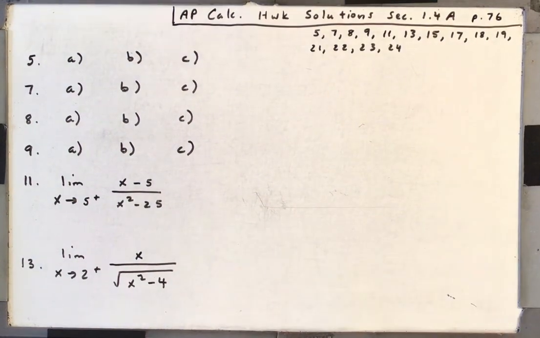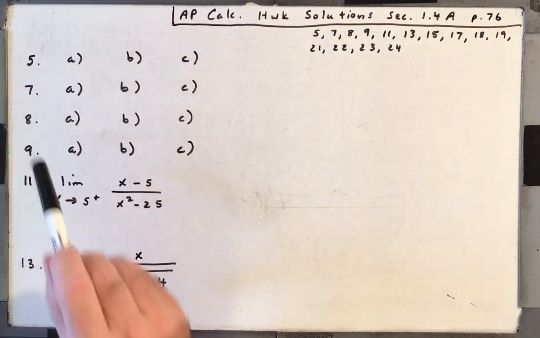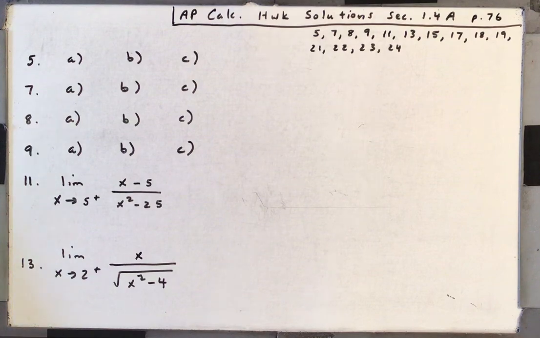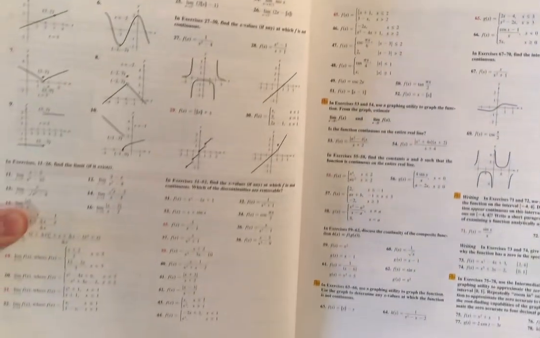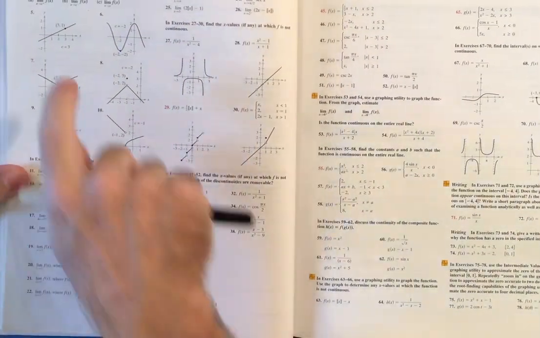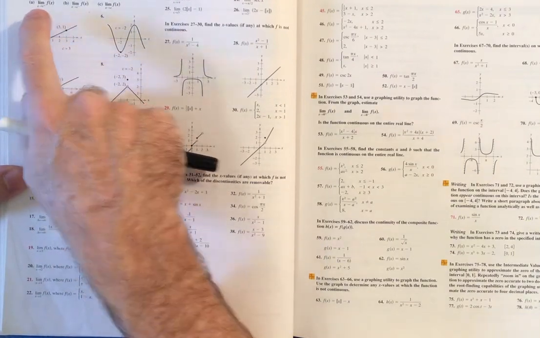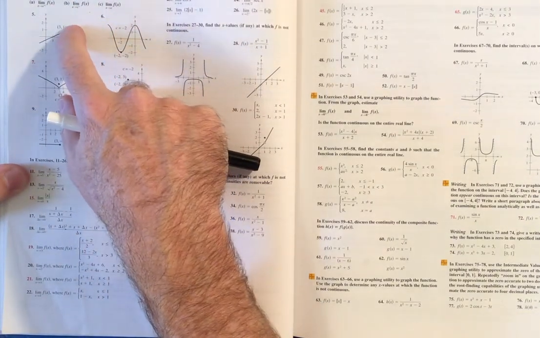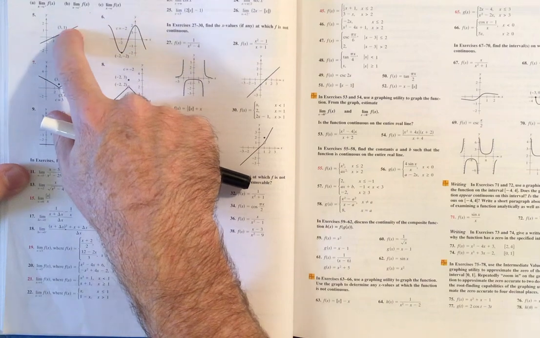Alright, this is the solutions video for the section 1.4a homework on page 76. The first 4, 5, 7, 8, and 9, we're looking at graphs. So just reading graphs. So number 5, part A, if we're coming from the right, C is 3.